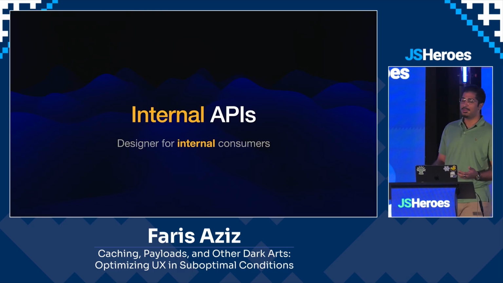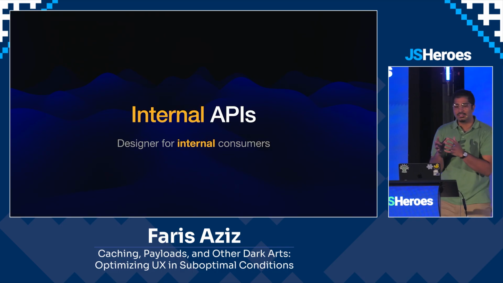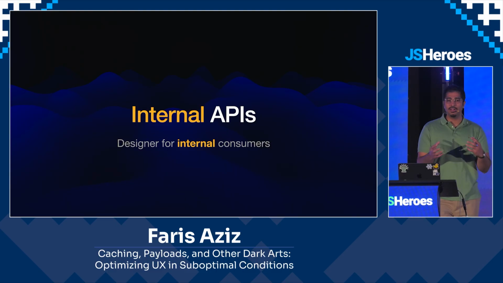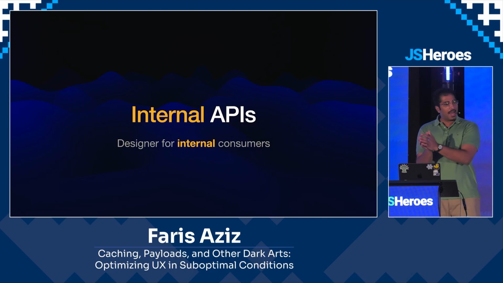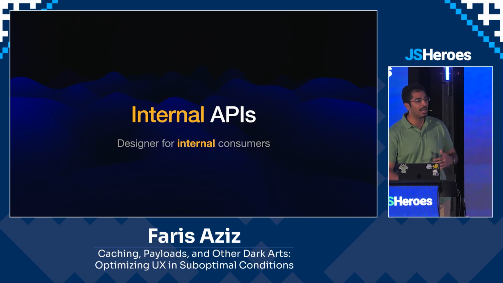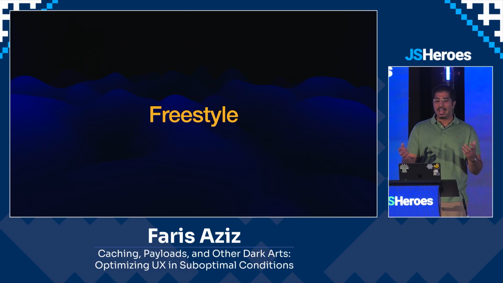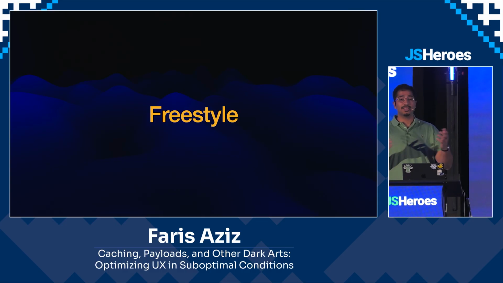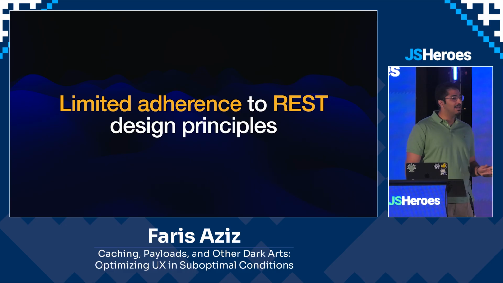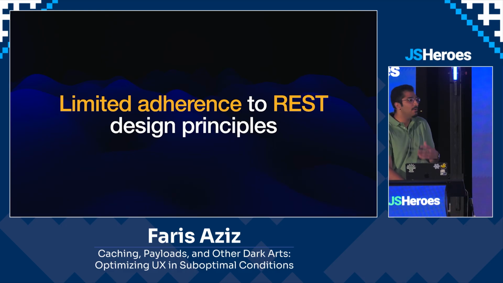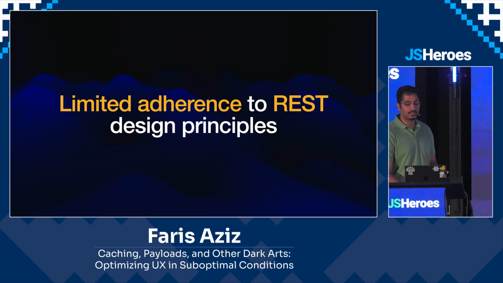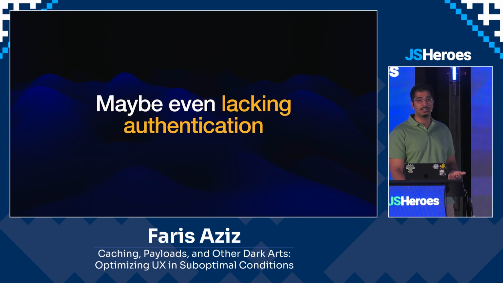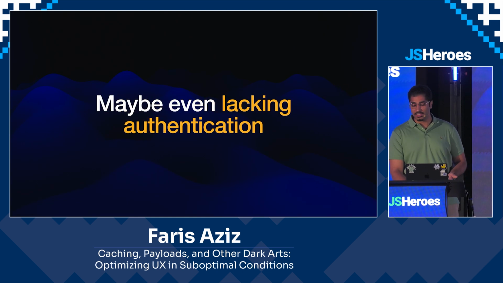Then you have internal APIs that you deal with. These are designed for internal consumers. Very typical in the case of our front-end team or back-end team or cross-functional team, and your back-end team is designing an API specifically for front-end consumption. So over here, your API can be freestyle. It doesn't have to abide by being for mass consumption. So you can have limited adherence to REST design principles. You can really do whatever you want in this case, because you could talk directly to your internal consumers. You may be lacking authentication because you don't think that anybody's going to be abusing it.